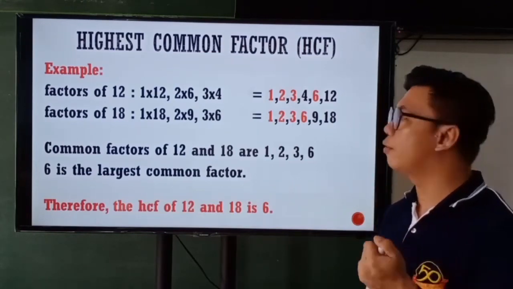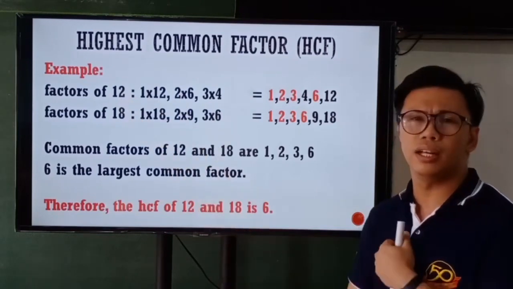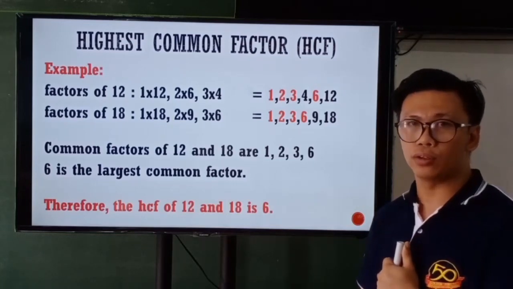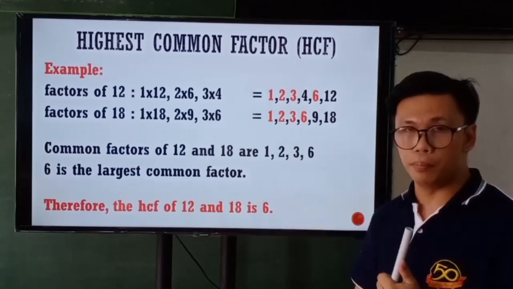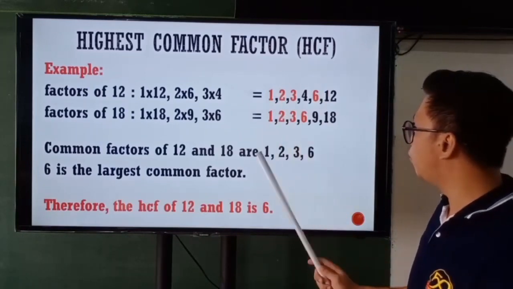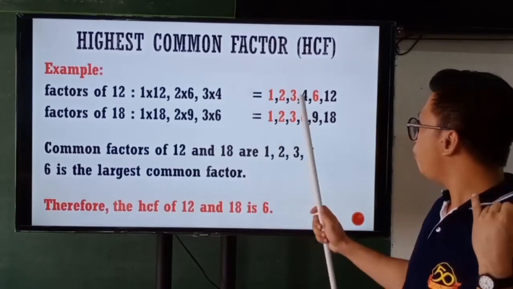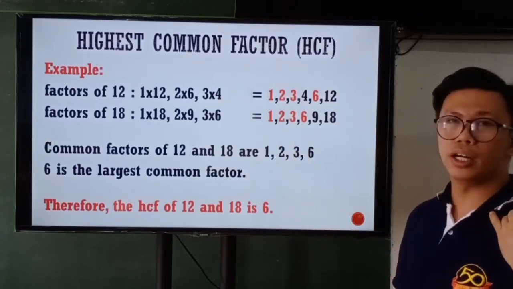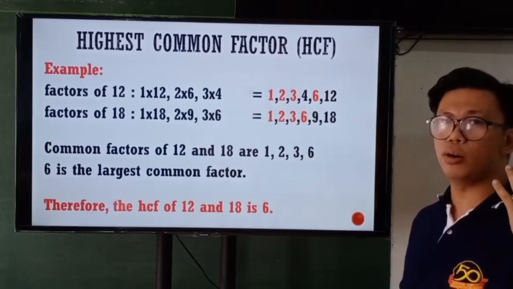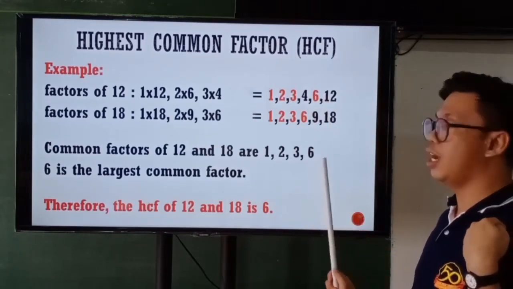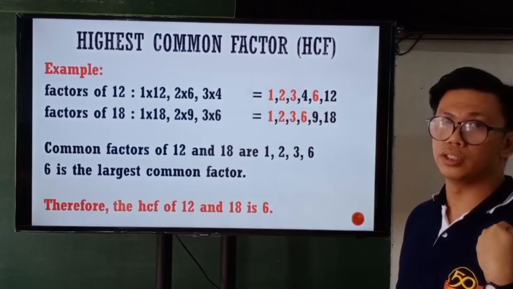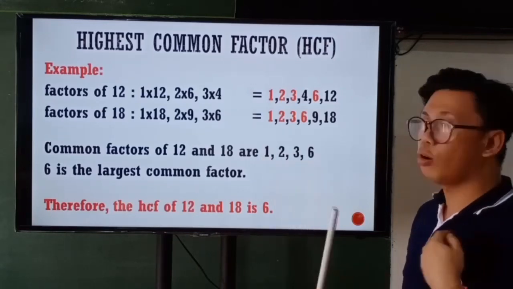Now after getting the factors of 12 and 18, what's the next method? The next step is to find the common factors. When we say common factor, it means the same number. Look at the numbers. What are the same numbers? Very good. We have 1, so we will write 1. What else? Very good, 2. We will write 2. What are the next common numbers? Very good, 3. We will write 3. And the last common number we have is 6. Can we write 9? No, because it has no same number. So that is how you write the common factors.